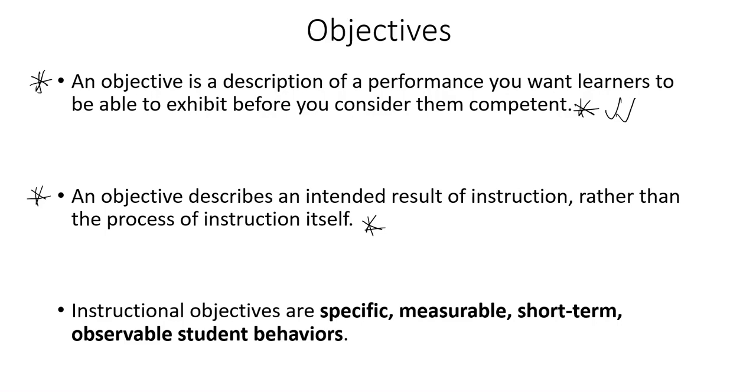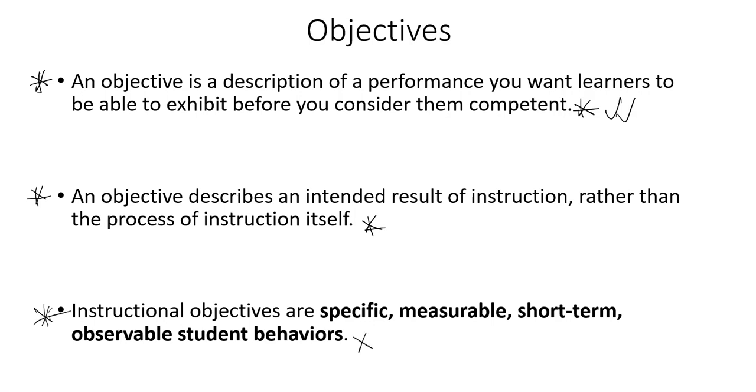When you teach, what happens in the end? Can your students describe something? Can your students solve a mathematical problem? Can your students construct something? So that is an intended result of your instruction. The purpose of instruction is to ensure that our students can perform specific functions that we intended them to do.